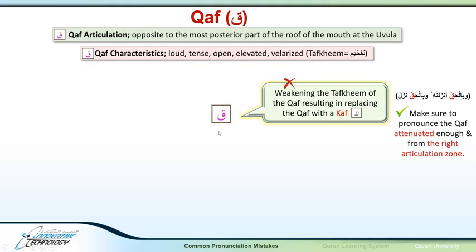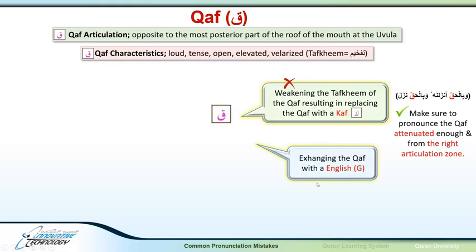The second common mistake of the qaf is exchanging it with the letter G, English G. So an example of that would be Galil. Instead of qalil, we use the English G. It will be galil, and this is wrong. The right way of pronouncing the qaf here is like this. قليل. Qalil. So you have to make sure not to replace the qaf with the English G.